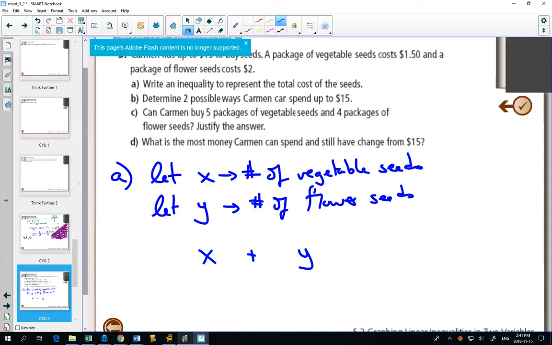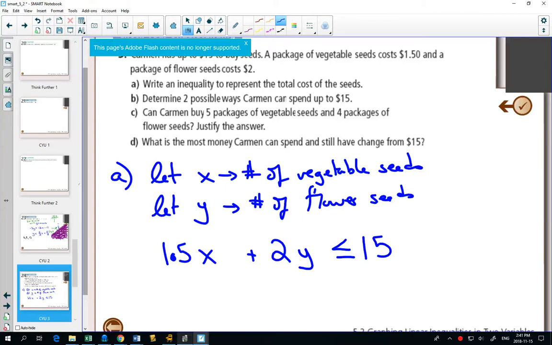How much are vegetable seeds going to cost? If she buys 3 of them, how much is it going to cost? How would you figure that out? You'd have to times whatever this is by 1.5, right? That'll be the cost of the vegetable seeds, $1.50 times however many you buy. And what's the cost of the flower seeds? $2 times however many you buy. And she cannot spend more than $15. So this inequality represents what she could buy.